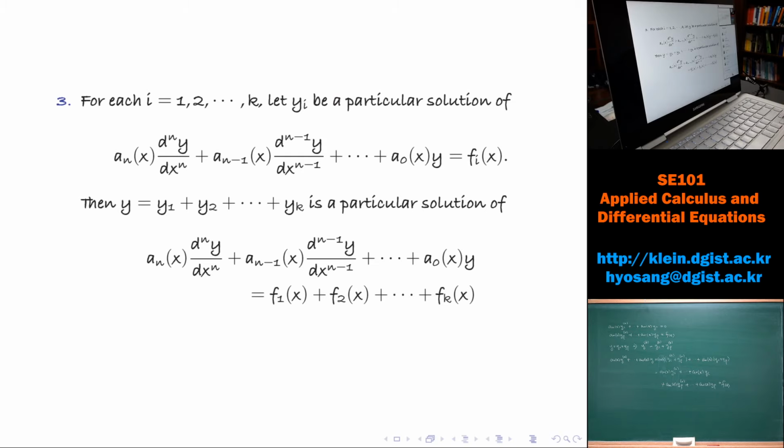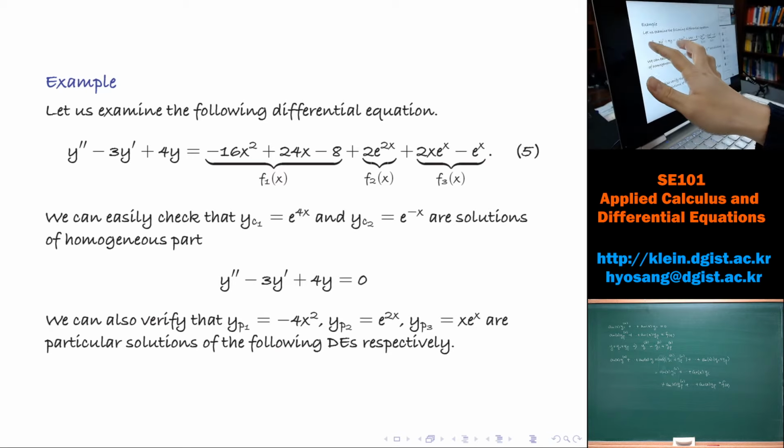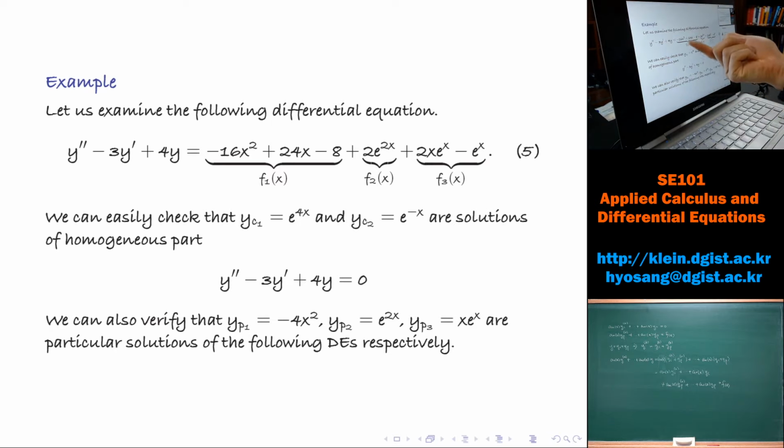We're going to practice with an example. So let's look at this example. We have on the left-hand side a linear sum of the derivatives of y, and on the right-hand side we have a fairly complicated non-homogeneous term. So we have a polynomial part. Let's call it f_1, and we have an exponential part. Let's call it f_2.